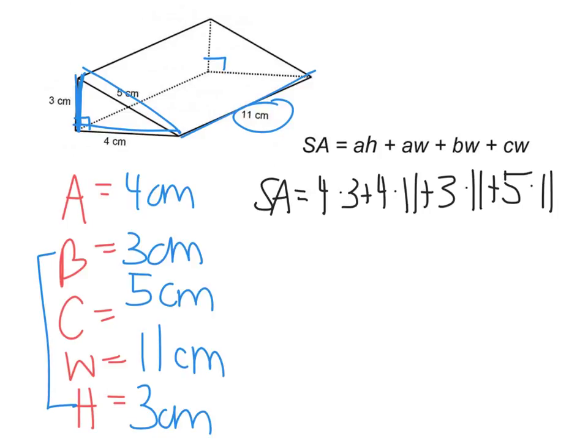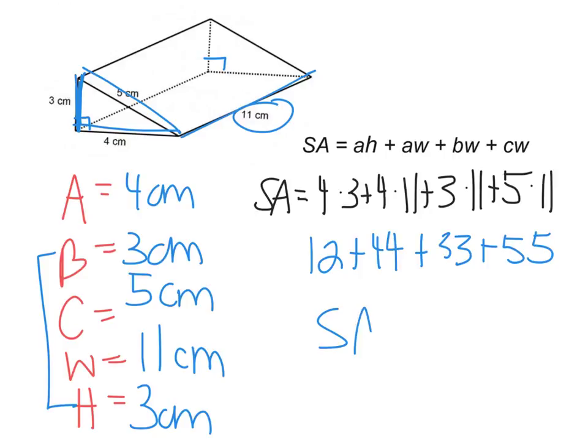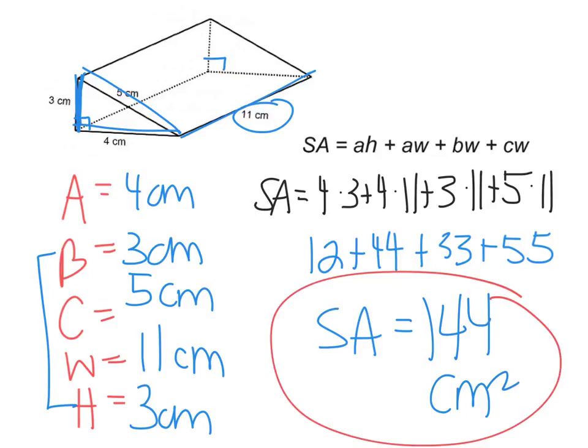So you'll see that I wrote out my formula. I have 4 times 3, 4 times 11, 3 times 11, and 5 times 11. So now I'm going to go ahead and break it apart. So I have 12 plus 44 plus 33 plus 55. When I add all those together, I'm going to get a surface area of 144 centimeters squared. And that will be the surface area of this triangular prism.